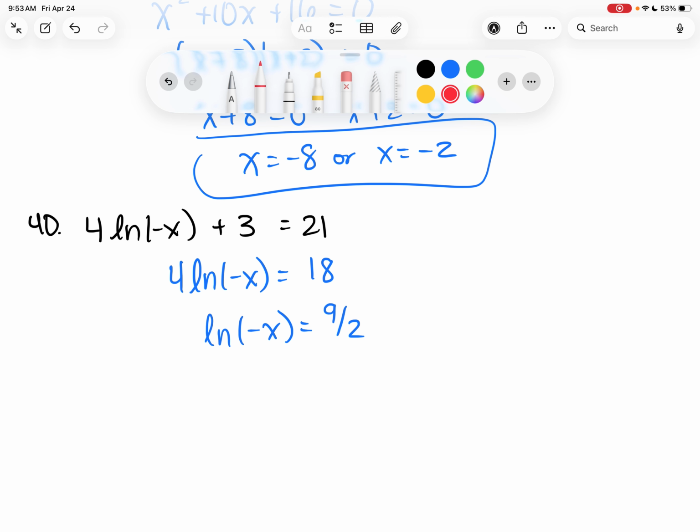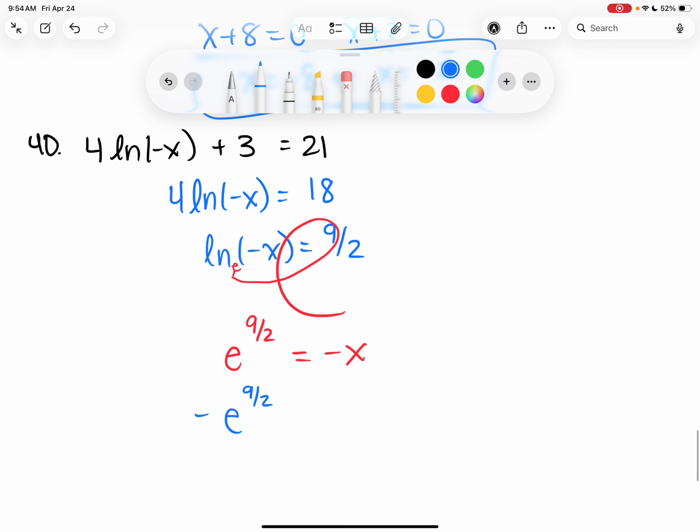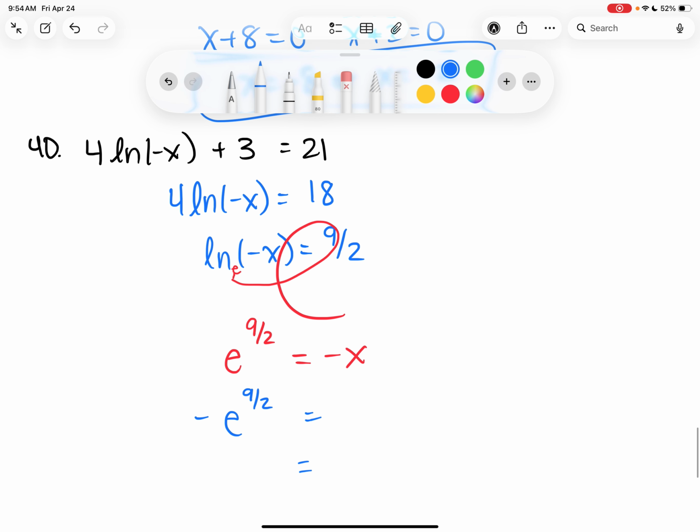And then I'm going to start here. Obviously the base isn't written, but there's an e there, imaginary. So I've got e to the 9 halves is equal to negative x. Divide by negative. So I have negative e to the 9 halves. And somebody can tell me what e to the 9 halves is. Negative 90. Yeah. 102.